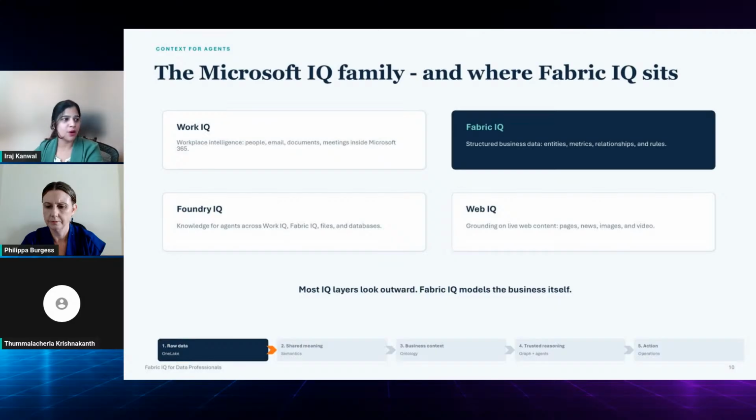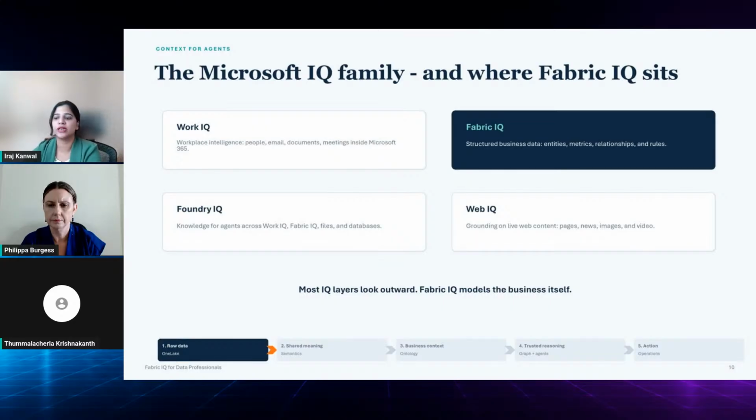Now that we are talking about Fabric IQ, we also need to be aware of the IQ ecosystem that Microsoft brings in. Microsoft IQ is a family of capabilities that provide the context for AI applications and agents. Work IQ focuses on workplace context like people, meetings, emails, documents, and collaboration inside Microsoft 365. Whereas Web IQ grounds agents in current web content, Foundry IQ helps agents use knowledge across systems, and Fabric IQ is the one we are focused on today.